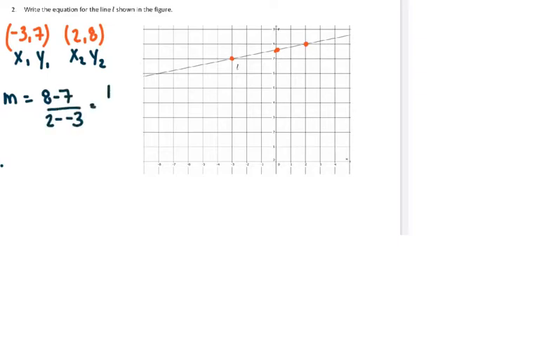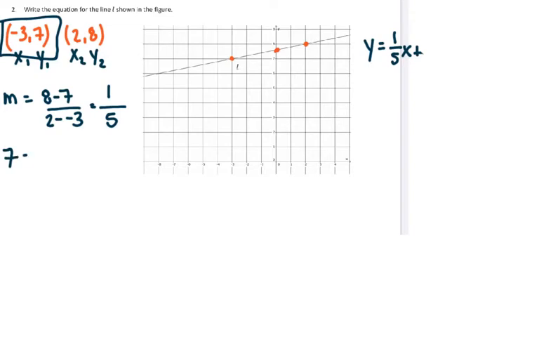So I have 1 over, remember when we had that subtracting a negative, we're actually adding. So 2 minus -3 is 5. So my slope is 1/5. So y equals 1/5 x. Now I am going to figure out what my y-intercept actually is by using a point on my graph. So I'm going to use this first point again. I'm using that slope-intercept form.